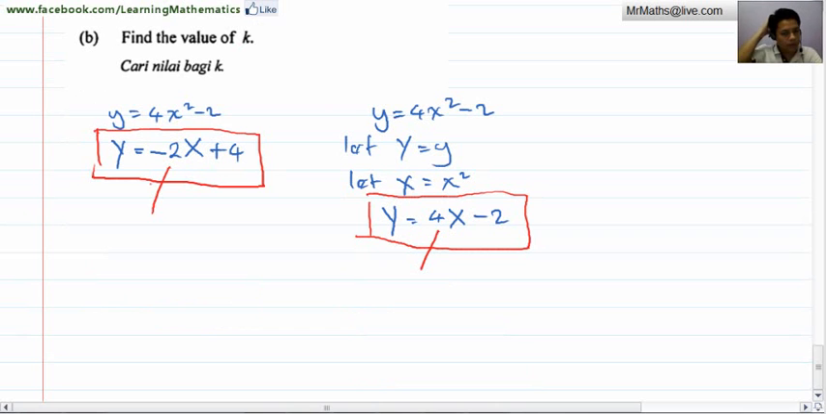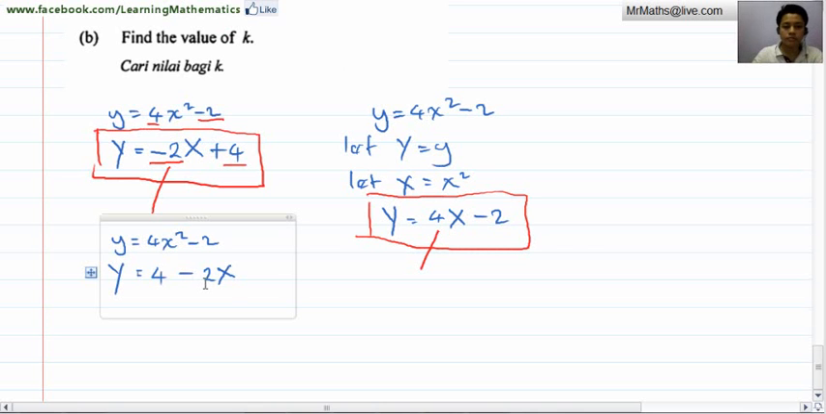But let's take a closer look at these two equations, shall we? There are two things that remain consistent. First, minus 2 here and minus 2 there is the same, and 4 and 4. Perhaps there's a clue. Let me put these two equations again: 4x squared minus 2, and then I'm gonna switch sides, 4 minus 2X. Maybe it can give me some clue. I think I see the light of the day.